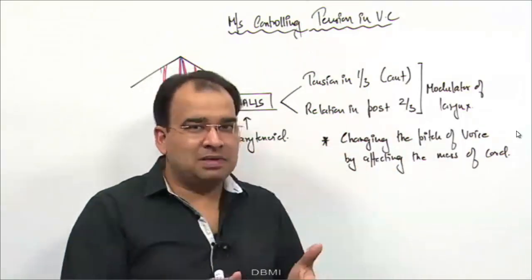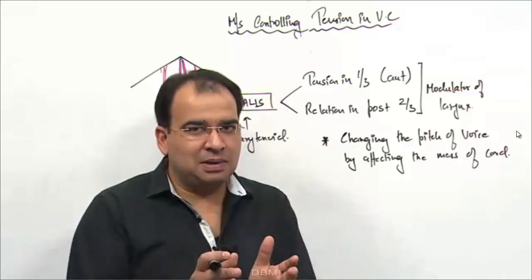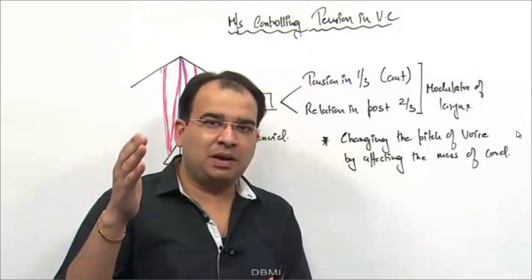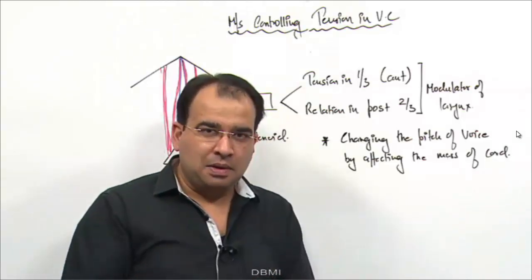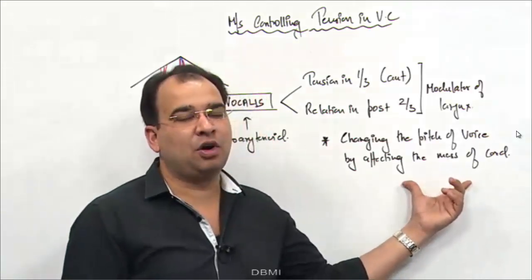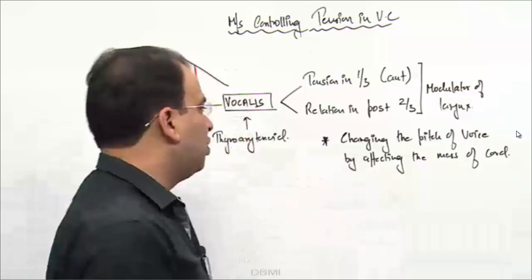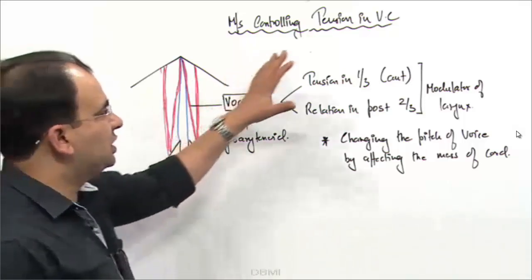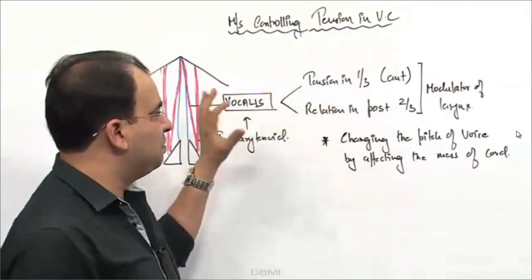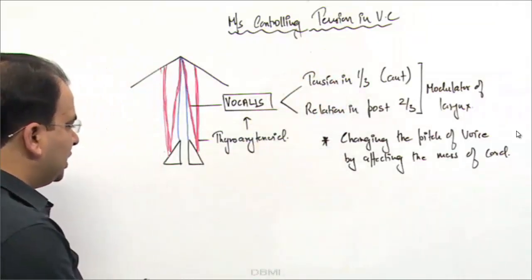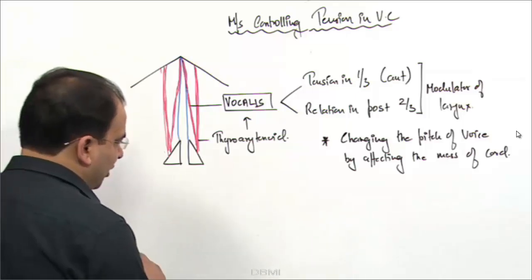So from the laryngeal muscles, forgetting about the strap muscles, if the question says the muscle which can change the pitch of the voice, the best answer would be cricothyroid. But if the question says the muscle changing the pitch of the voice by affecting the mass of the cord, then the answer should be vocalis. So in the muscles controlling the tension of vocal cord, one is vocalis, which is mainly for relaxation and partly for the tension, and the muscle which is purely for the tension of vocal cord is cricothyroid.